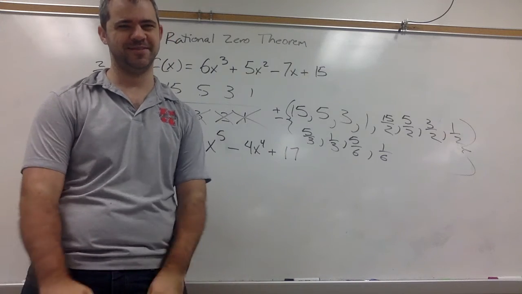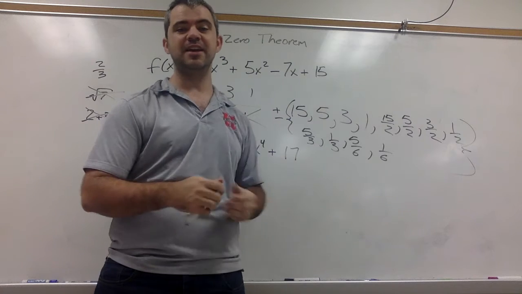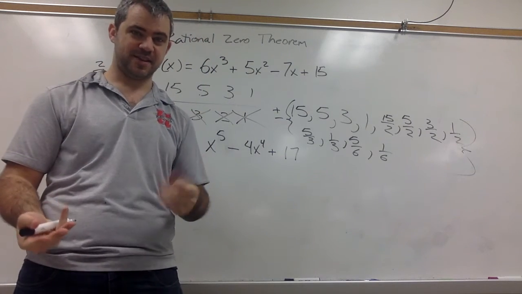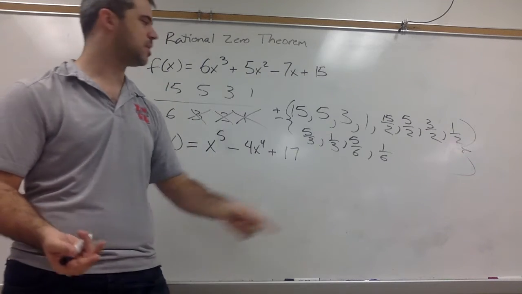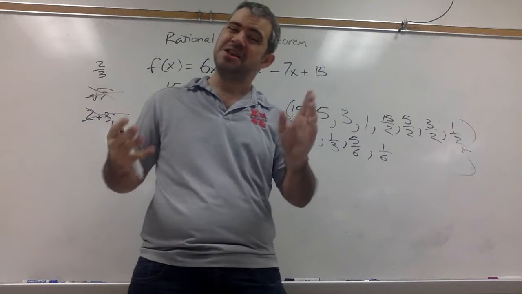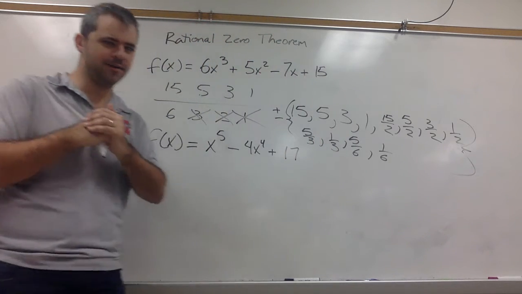None of these are solutions. There's no rational zeros in this. So this doesn't guarantee that there are going to be rational zeros. What it says is, if you have any rational zeros, it's going to be on this list. Again, not my favorite theorem, but here we are.